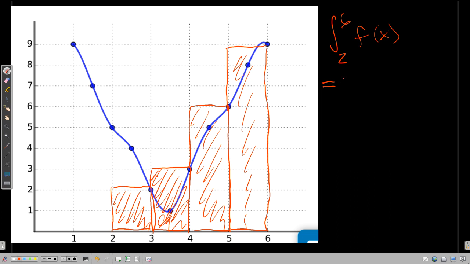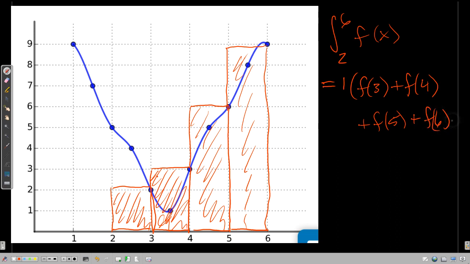So delta x is 1, and my first rectangle has a height of f of 3, and my change in x is 1, so this should be f of 3 plus 1, and then f of 4 plus 1, and then f of 5 plus 1. That's 4 rectangles. I'm done. That's my right Riemann sum.